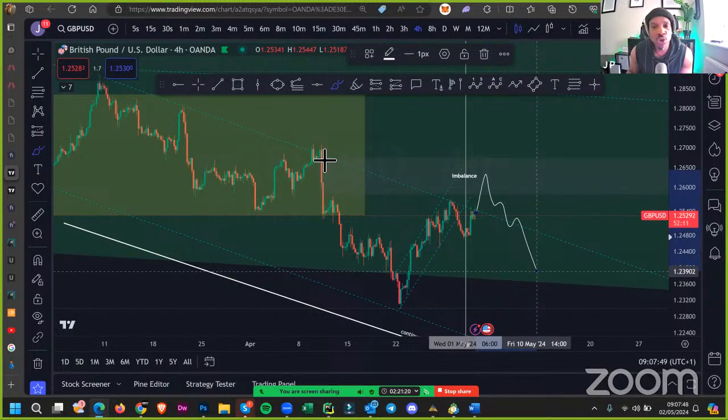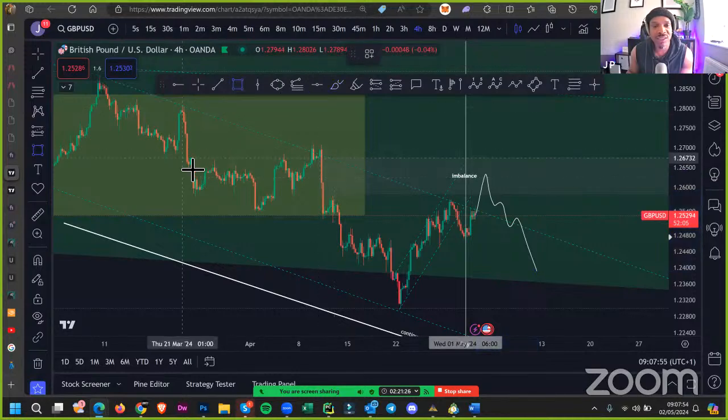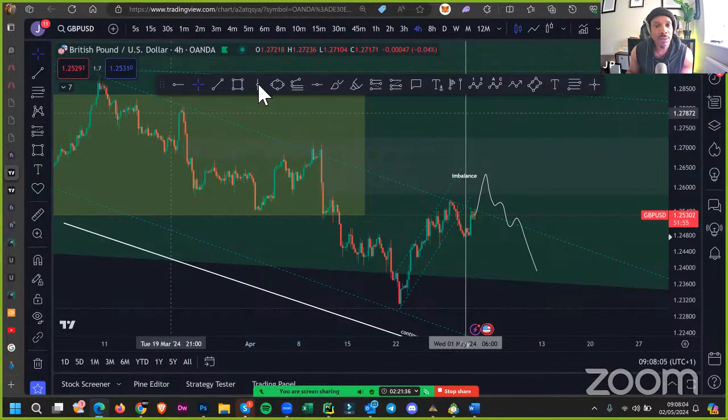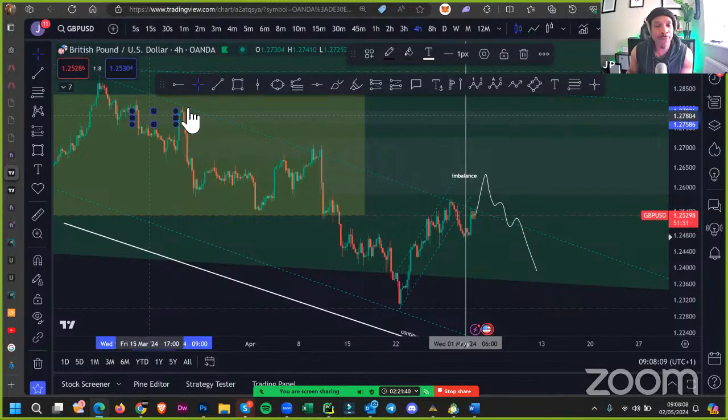The markets do not like inefficiencies. Have a look at the last inefficiency we can see in here. There was inefficiency in here. Okay, the markets came and tapped back into that inefficiency. Have a look at some inefficiency over here. There was inefficiency over here. The markets came and tapped back into that inefficiency.